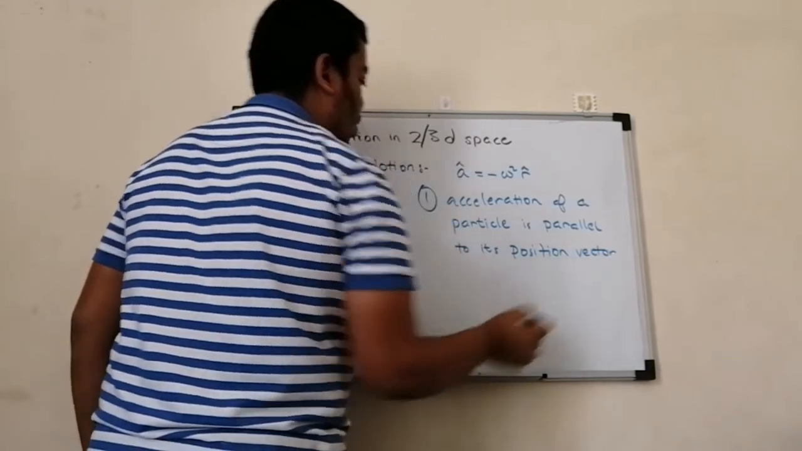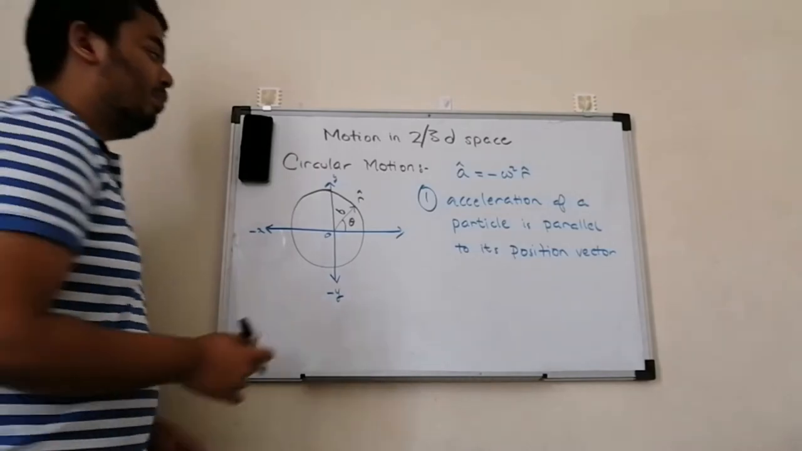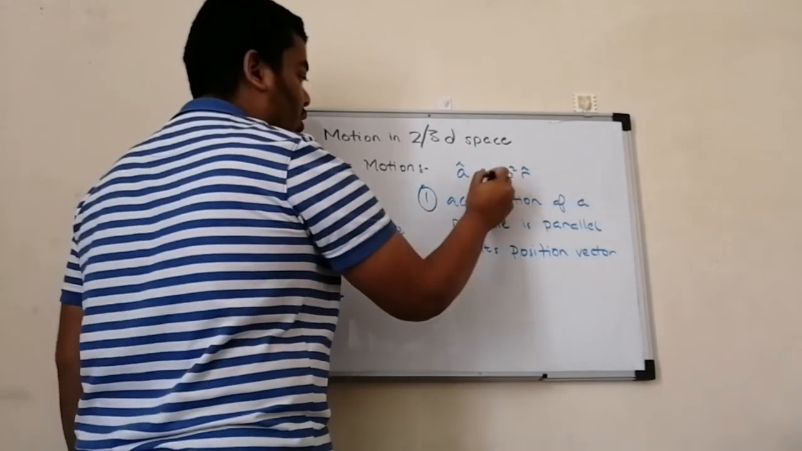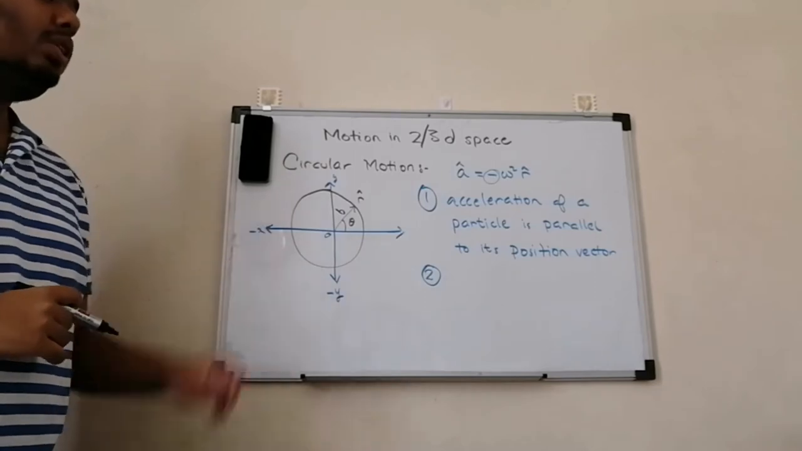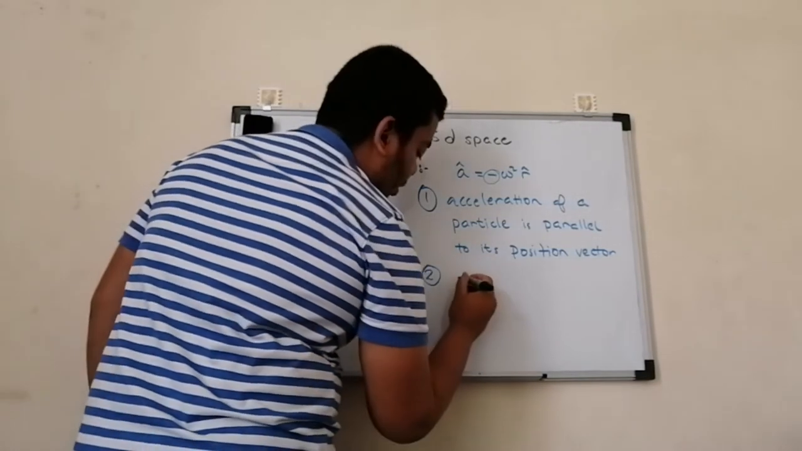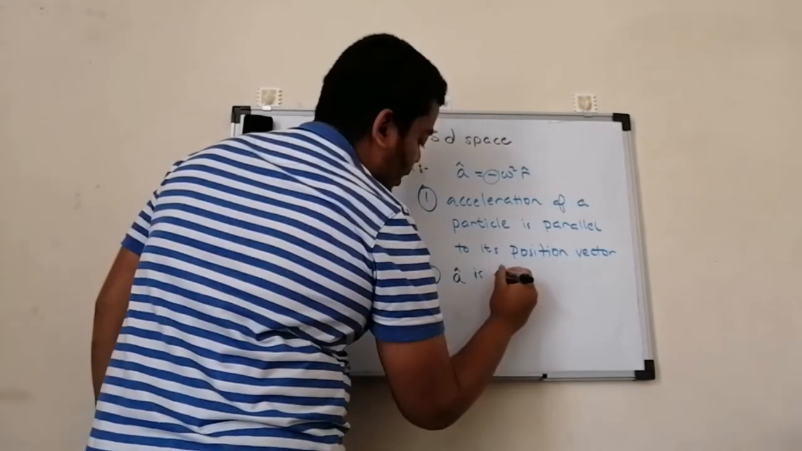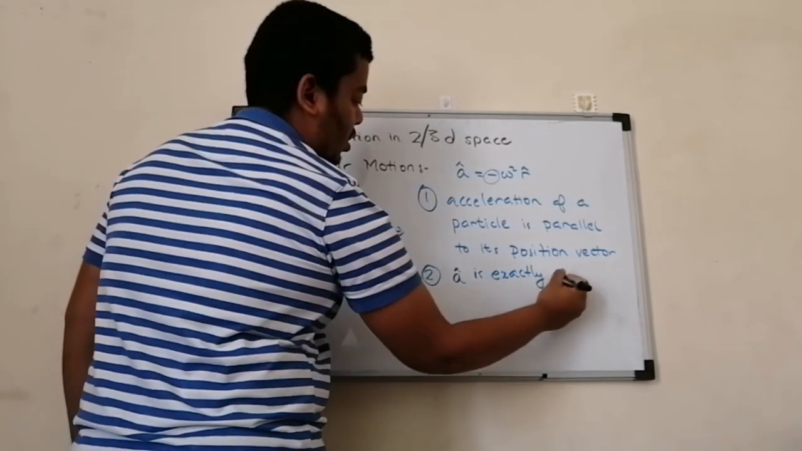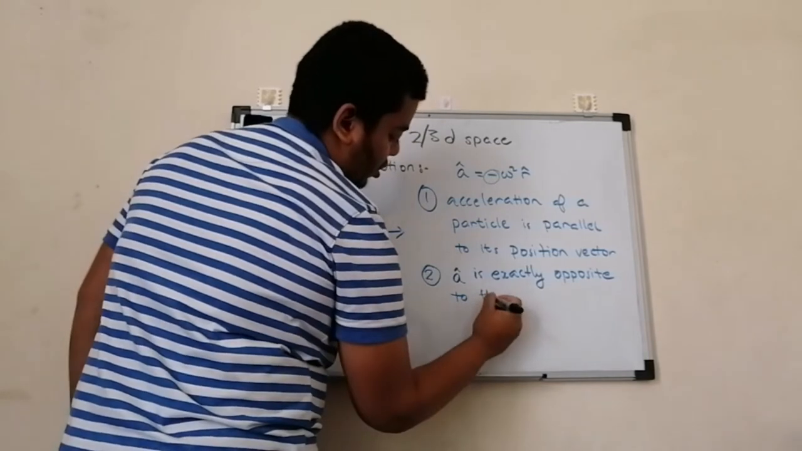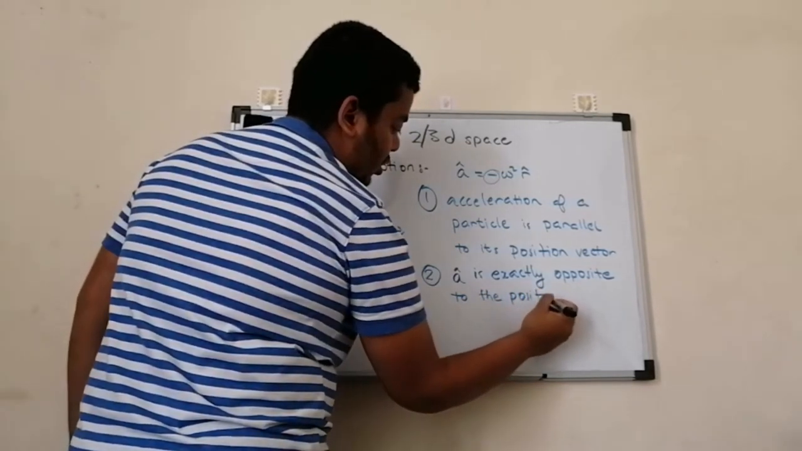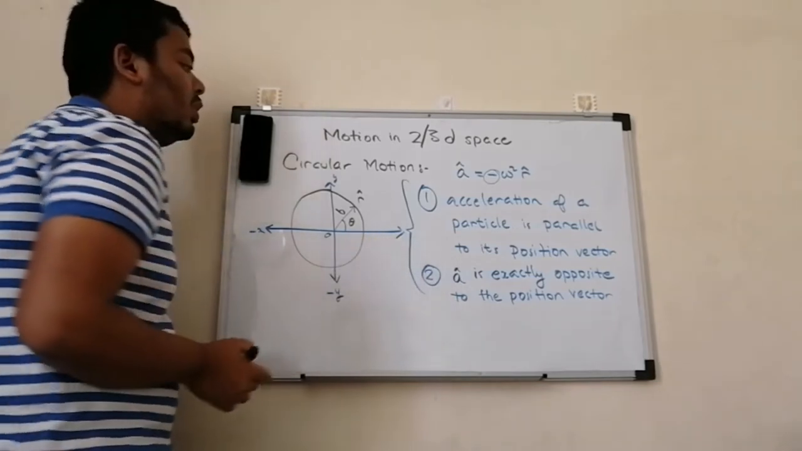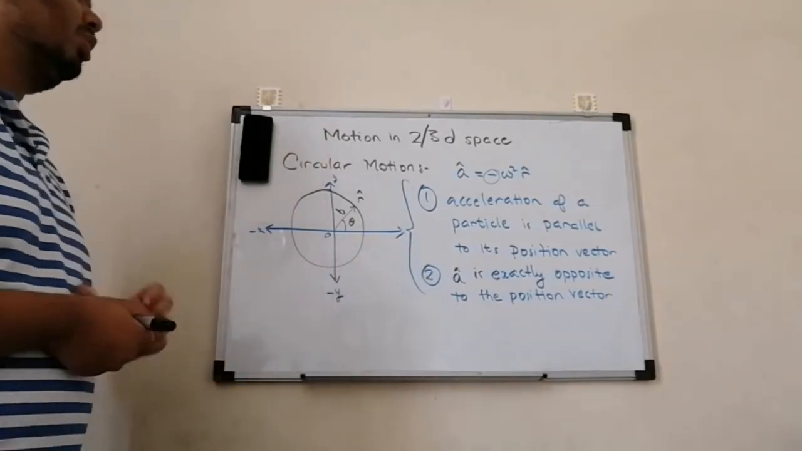Okay, perfect. The next conclusion that we can make is due to the negative sign here. This negative sign tells us that acceleration is exactly opposite, or in other words, 180 degrees to the position vector. Acceleration is exactly opposite to the position vector. Okay, guys, so these are the two beautiful conclusions that we came up with from an object moving in circular motion.